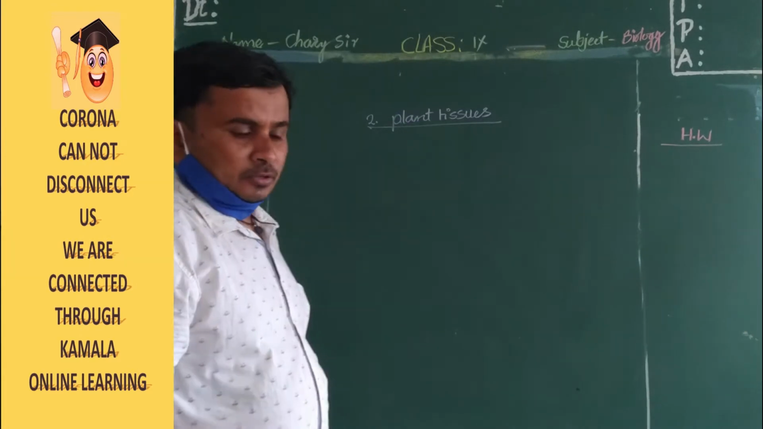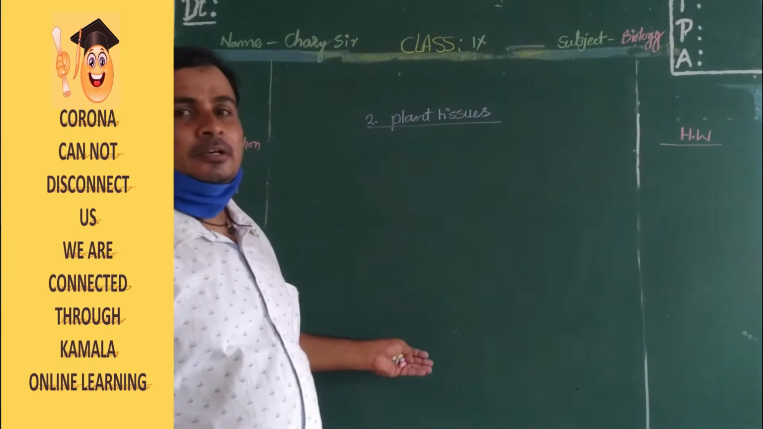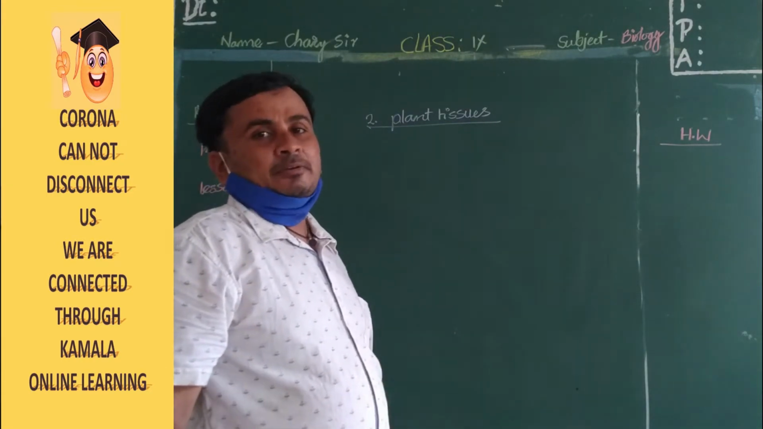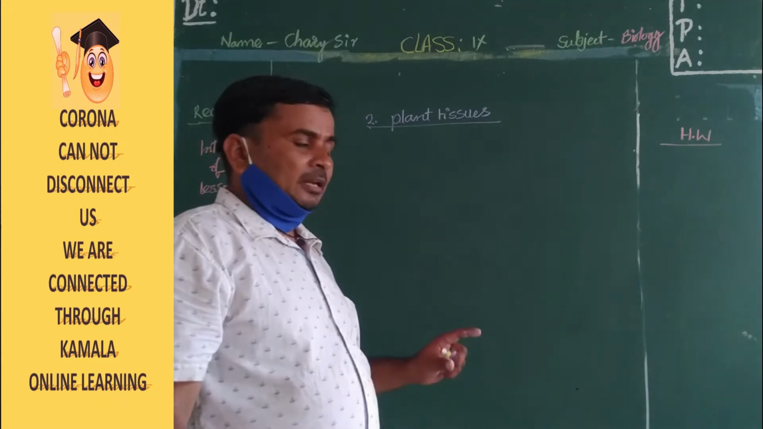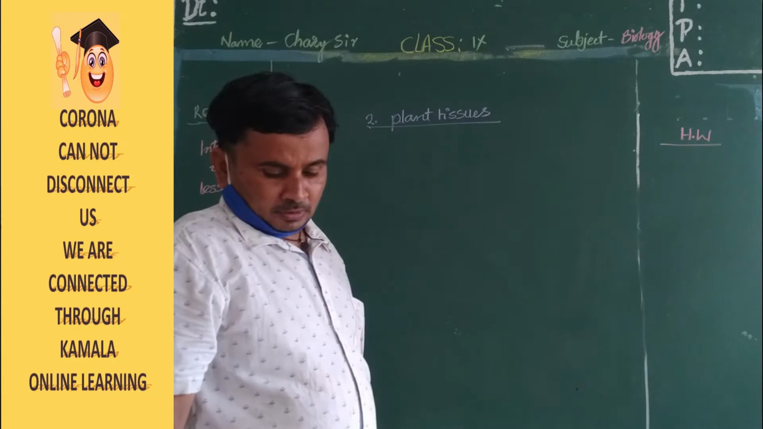Good morning, children. In the previous class we discussed the diagram already drawn and shown where the different plant tissues are. Today we will do an experiment one by one. With the help of the microscope, we will see how tissues are arranged. Now I will read the lesson.